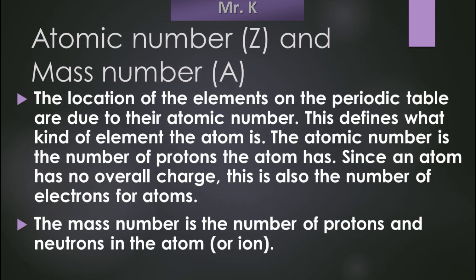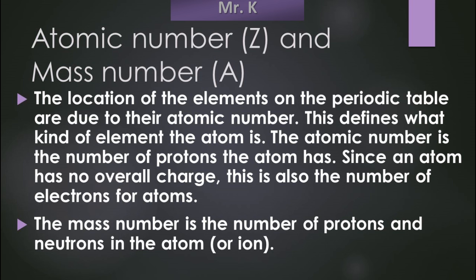So any atom of any one element has the same number of protons. Since an atom has no overall charge, this is also the number of electrons for atoms. The mass number is the number of protons and neutrons in the atom added together. So the atomic number is the number of protons, and that defines what the element is, and the mass number is the number of all the subatomic particles that have mass, or significant mass, the protons and neutrons.